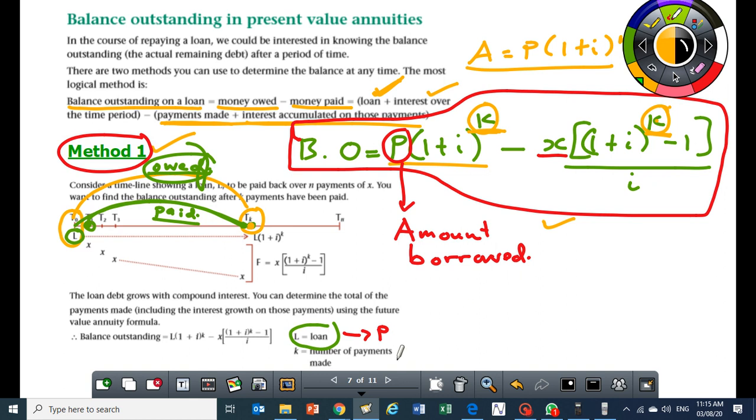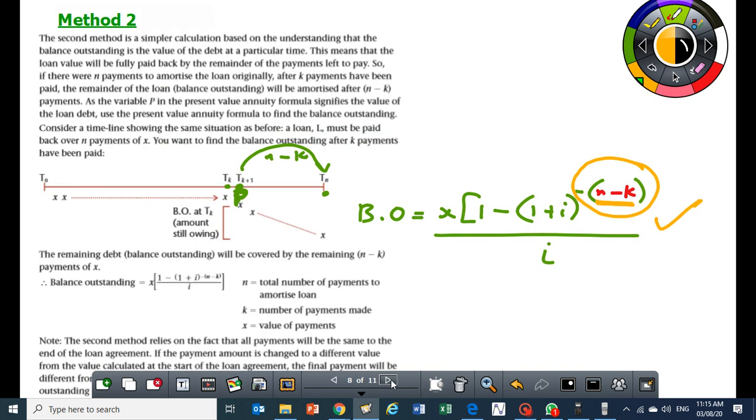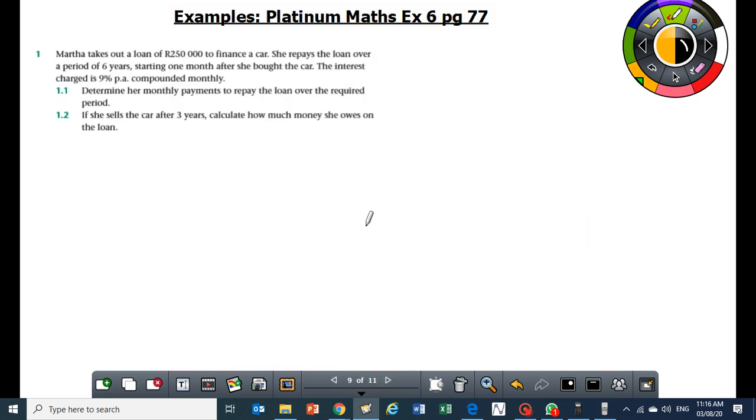Okay, if you don't have a question, then let's move on to some examples. Okay, so that's method 1 and 2. So let's move on to an example.